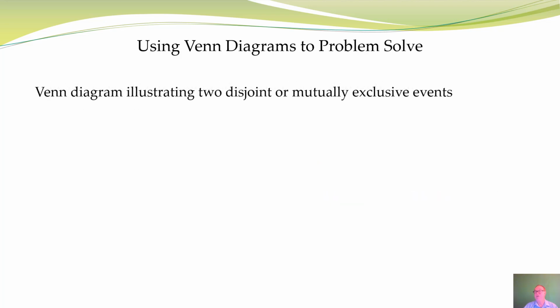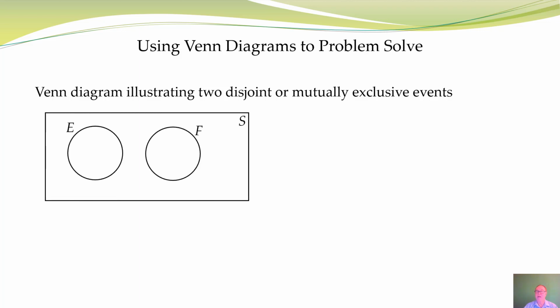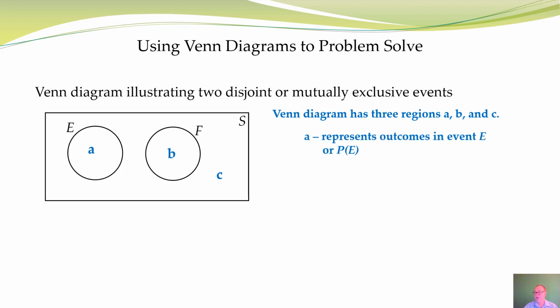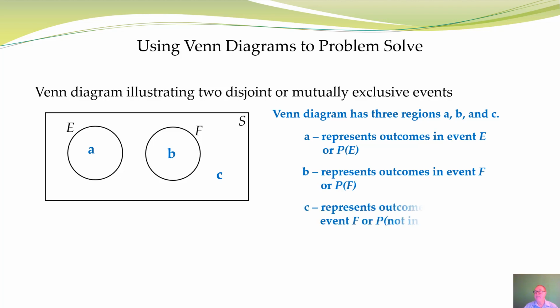Now, a Venn diagram illustrating two disjoint or mutually exclusive events. If you recall, this would be a rectangle with E and F inside not touching each other. So this has three regions, A, B, and C. A represents outcomes in event E or the probability of E. B represents outcomes in event F or the probability of F. Now C represents outcomes not in event E or event F. This could also be thought of as the probability not in E or F.